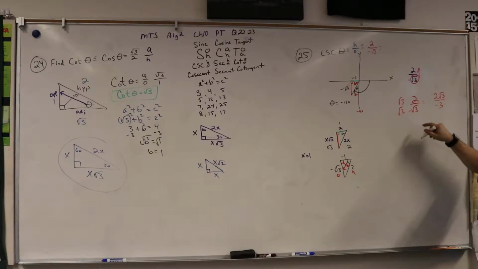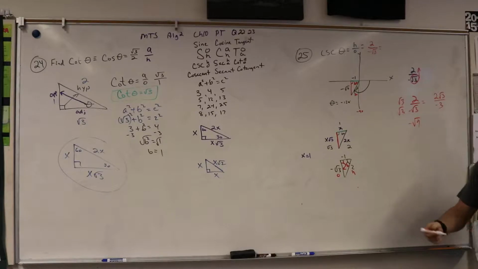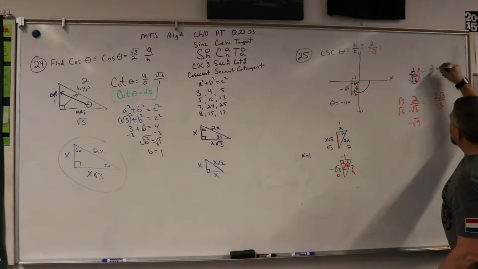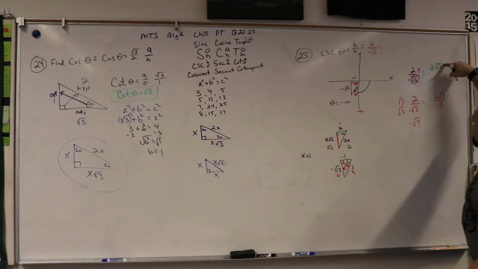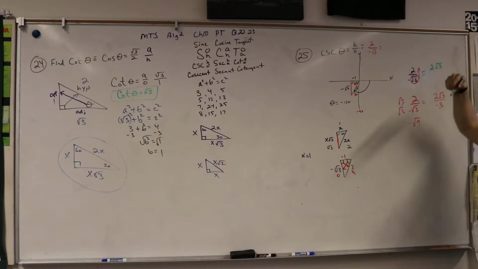Okay? Because this is really square root of 9. And what's the square root of 9? 3. But there's a trick you can use. And that trick is move it up. So you get 2 square root 3. Okay? Move it up. And then poop out whatever's on the inside.